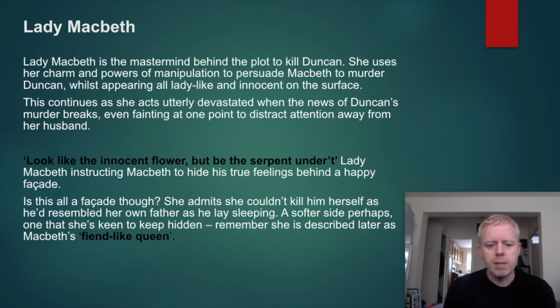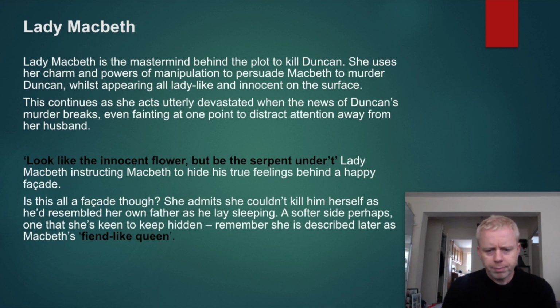One of the most famous lines in the play that she speaks, she instructs Macbeth to look like the innocent flower but be the serpent under it. So don't reveal your true feelings. Keep them hidden behind a happy facade. Is this all a facade though? Is she really as evil and powerful as she portrays?